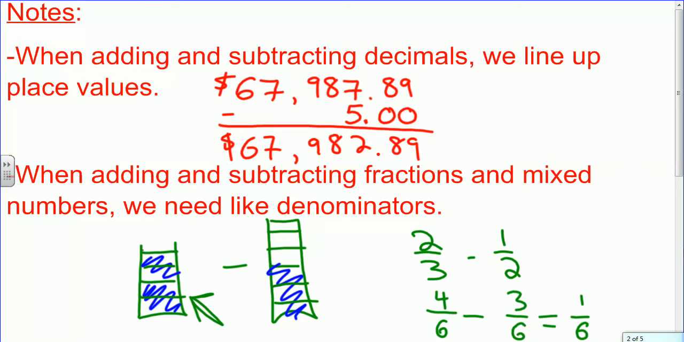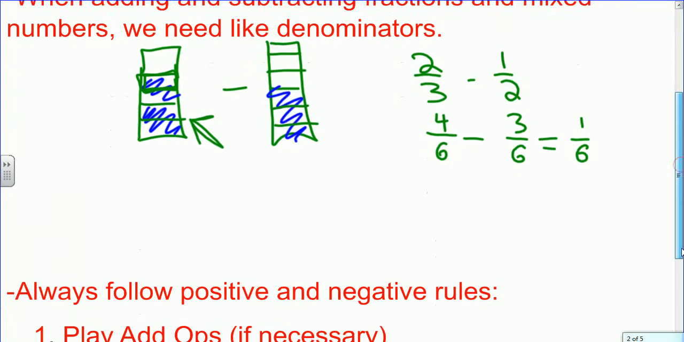So what would this look like? It would look like this. 2/3 or 4/6. We could take away 3/6. We'd be left with just 1, we'd be left with just 1 right there, like that. Let's go on and see this last note.